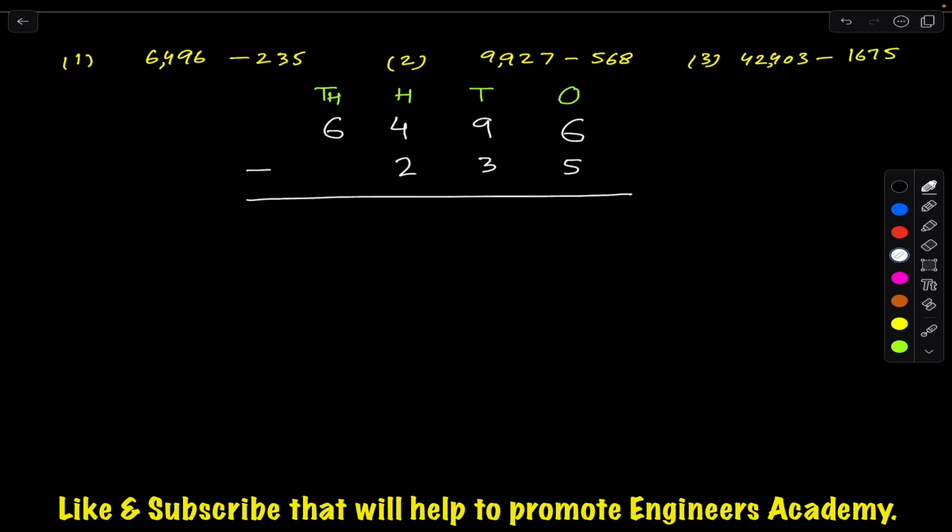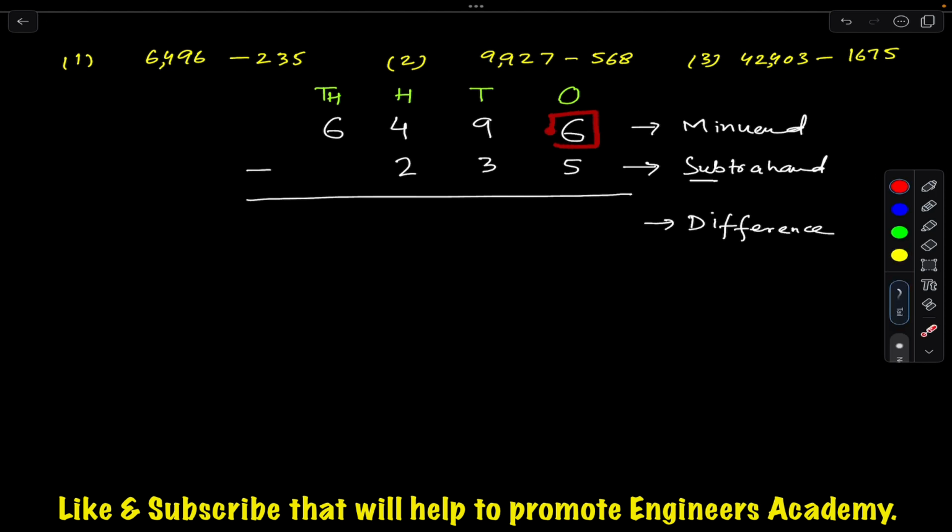Now we will compare this number with this number. The number at the top is known as the minuend, right? Let me write that this is known as minuend, and this is known as subtrahend. The lower number is known as subtrahend. And what we get as an answer is the difference. So now in order to find the difference, we have to compare this with this.